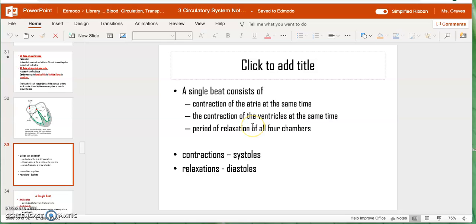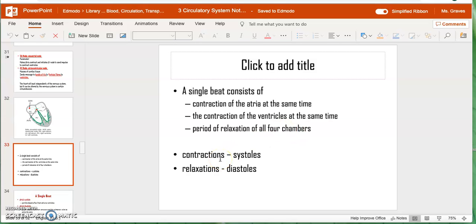Okay, so we have a single beat, which consists of a contraction of the atria, a contraction of the ventricles, and then a period of relaxation. So if we had our heart beating constantly, if the atria and the ventricles were always just going back and forth, that would be a lot of work for the heart muscle. And it does do a lot of work, but it has this period of relaxation for all four chambers, which help to mitigate how much work the heart's actually doing.